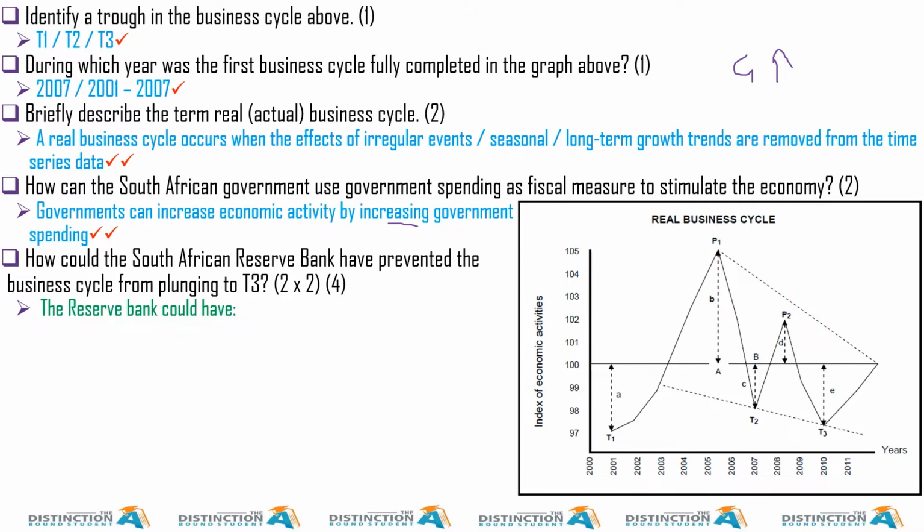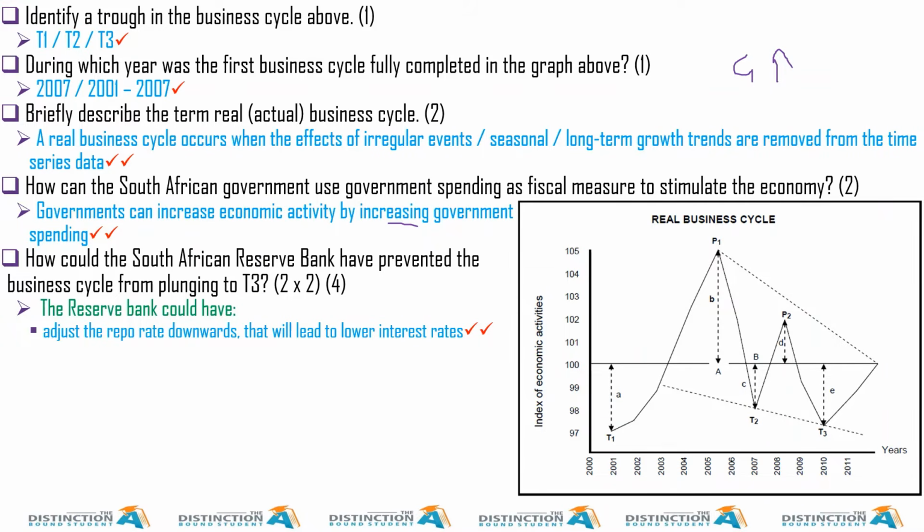Then, how could the South African Reserve Bank have prevented the business cycle from plunging at T3? You see here at T3, that drop. How could the Reserve Bank have done it? Here we look at what tools the Reserve Bank has at its disposal. They could adjust the repo rate downwards. What could that do? It would make credit cheap. That means it would encourage people to buy on credit. And so when people are buying on credit, what's making them buy on credit?